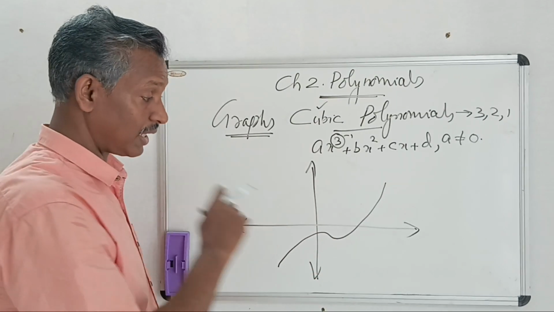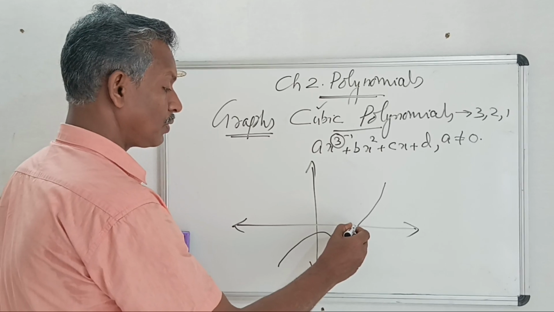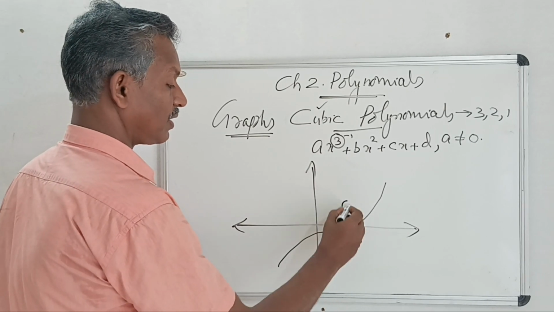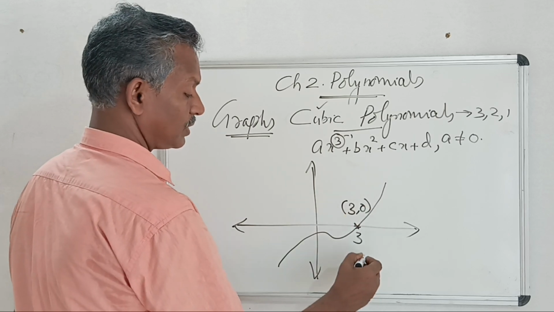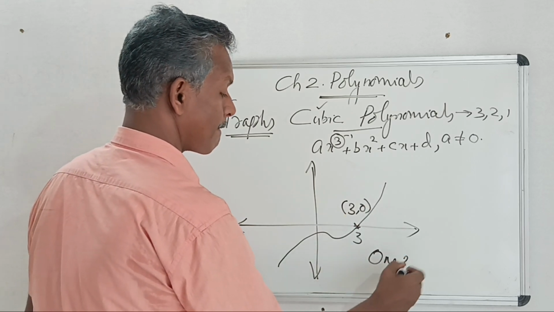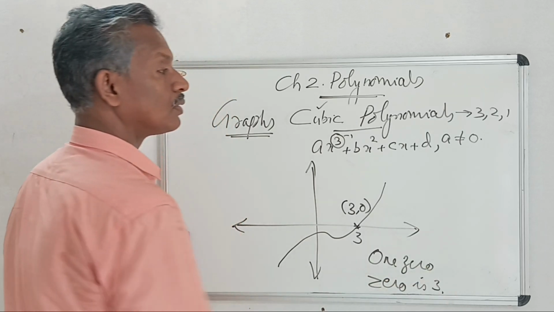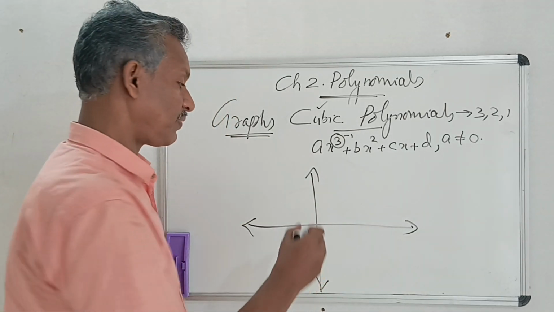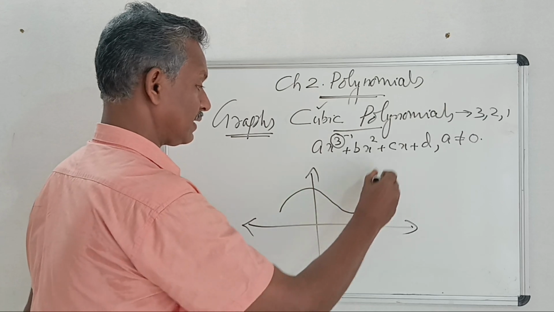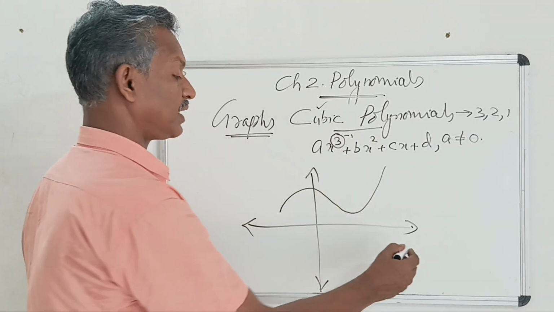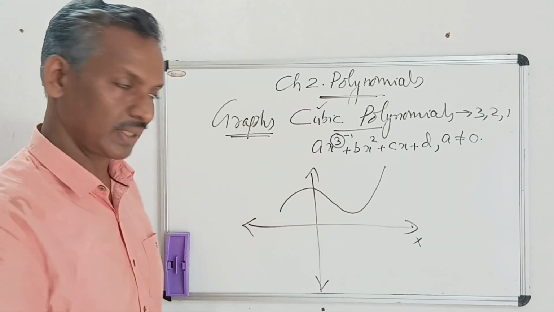Sometimes the graph will be like this. It will have only 1 zero like this. Maybe 3, we can write (3, 0). So it has 1 zero and the zero is 3. Okay. Never will you find a cubic like this. At least one time a cubic will intersect with which axis? X axis. So these are the questions from the graph topic. Okay.